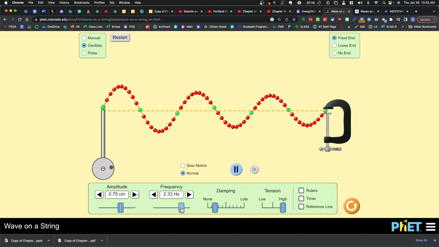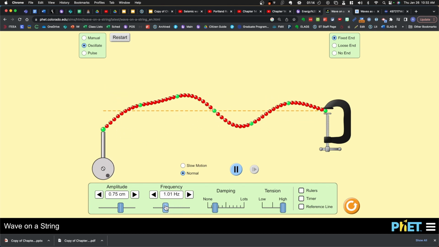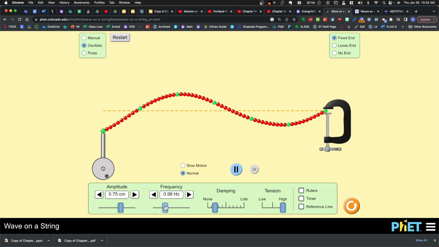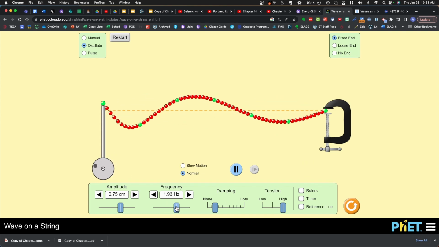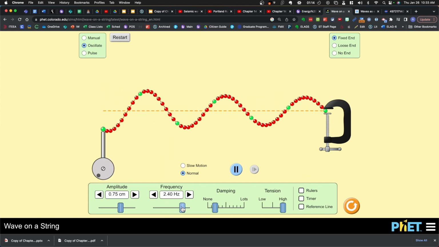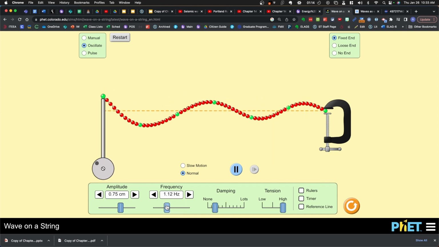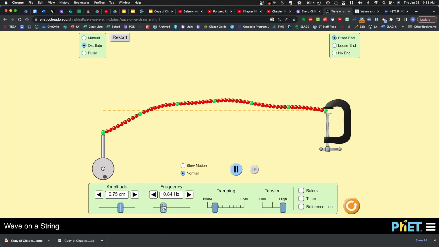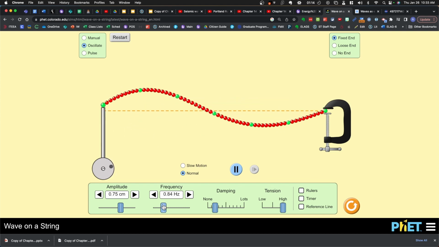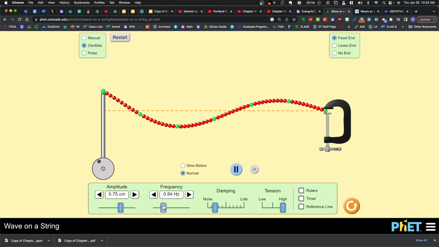As I decrease the frequency and make it a lower frequency, notice that the waves become fewer and their wavelength is greater. So they're longer waves, but there's not as many of them. Again, a high frequency means more waves in the same amount of time, but they have a shorter wavelength. And a lower frequency means I get fewer waves in the same amount of time, but they're longer.